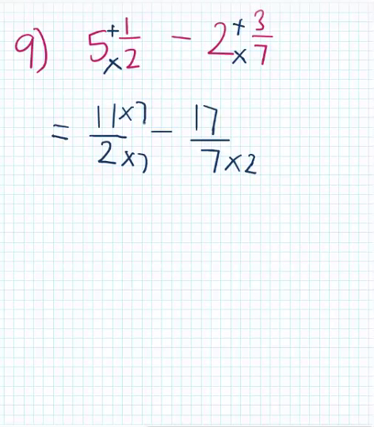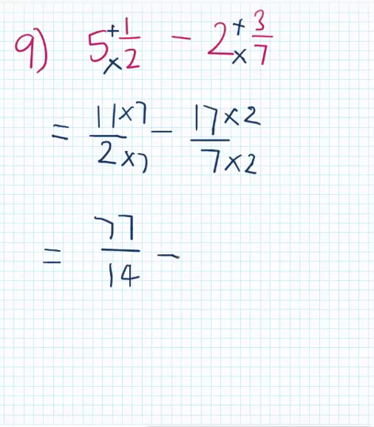So 11 times 7 and 17 times 2. Now, don't be scared of having numbers that are larger, like 17 times 2. All we're going to do is add 17 twice. All right, now 11 times 7 is 77. And it's going to be over 14. Take away 17 times 2, or 17 plus 17 is 34. Over 7 times 2 is 14. I now have the same denominators.